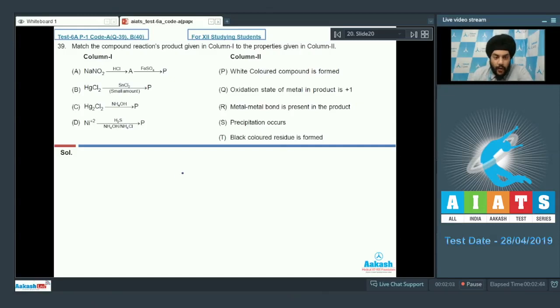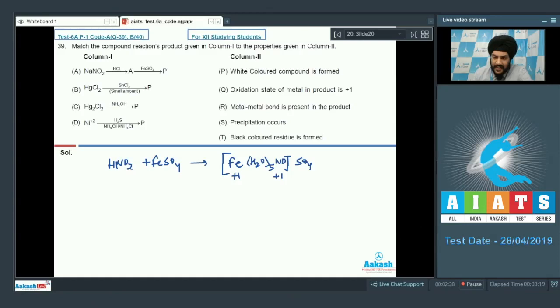given in column 2. If you look at the first reaction given in column 1, we have NaNO2 reacting with HCl. So it forms HNO2. And when this HNO2 reacts with FeSO4, it forms the brown ring complex. So the NO2 forms NO+, and we have [Fe(H2O)5NO]SO4. So in this case, the Fe is present in a state of +1 as well as the NO is present in a state of +1. So this is the brown ring test.